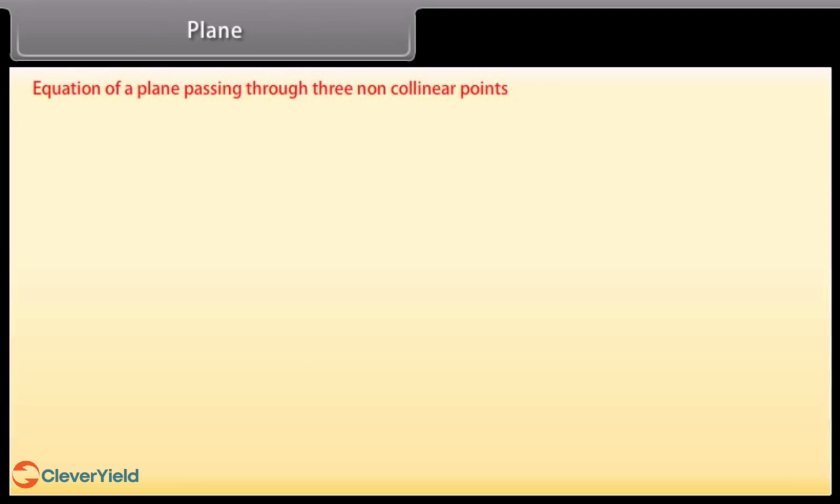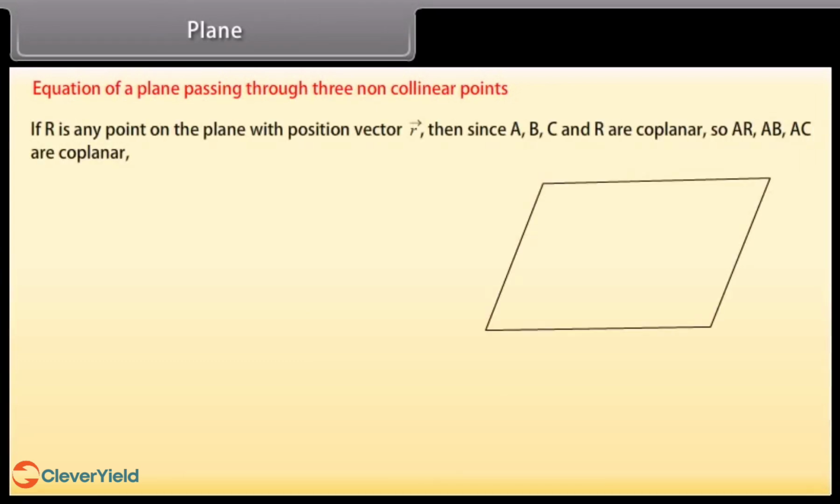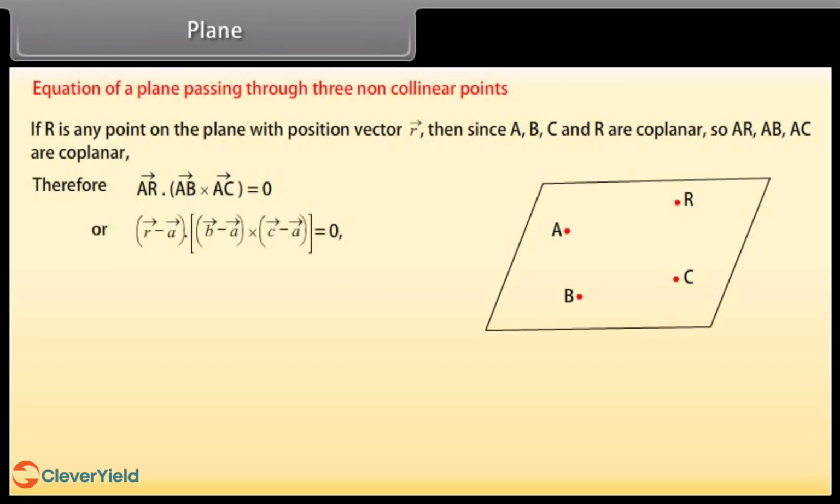Equation of a plane passing through 3 non-collinear points. If R is any point on the plane with position vector r, then since A, B, C, and R are coplanar, AR, AB, AC are coplanar. Therefore, dot product of vector AR and cross product of vector AB and vector AC equals 0. Or dot product of vector R minus vector A and cross product of vector B minus vector A and vector C minus vector A equals 0.